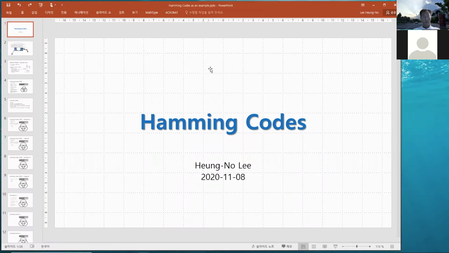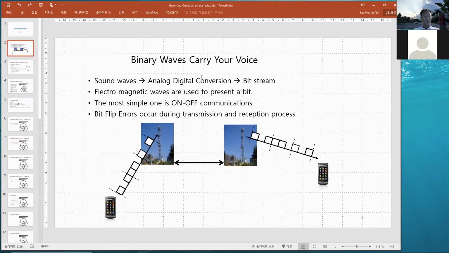Okay, I want to talk about Hamming codes. This is a simple code. I use this simple code to illustrate how channel code works. So in here, there is a cell phone communications scenario.